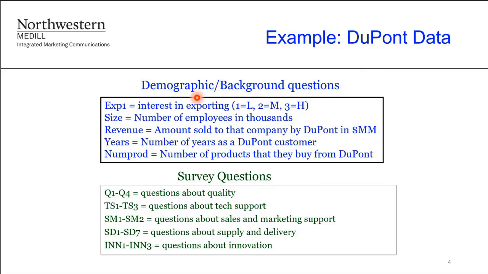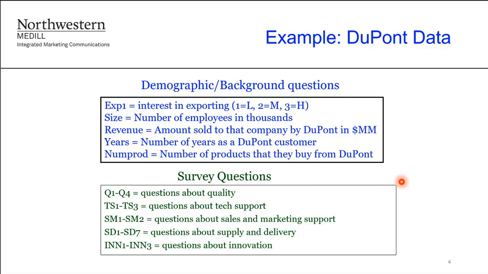So we have some demographic or background questions in the survey. For example, we have the variables size, the number of employees in thousands, the revenues, the number of years as a Deepong customer, and the number of products that they buy from Deepong, okay? So those are some screening questions, or demographic or background questions.